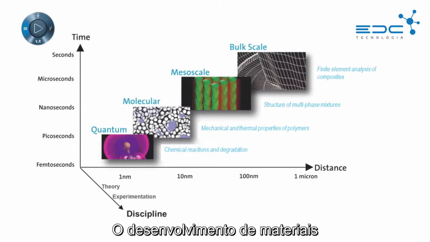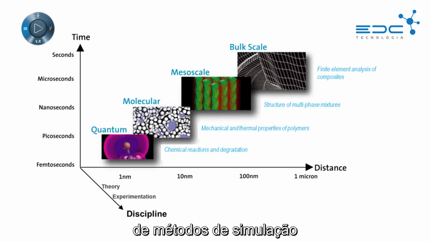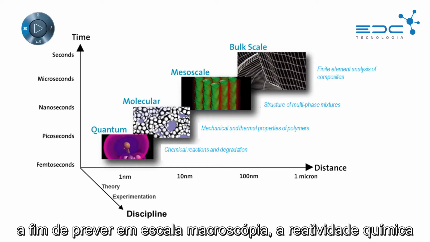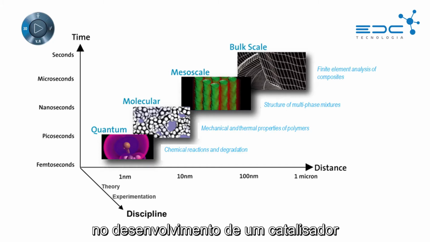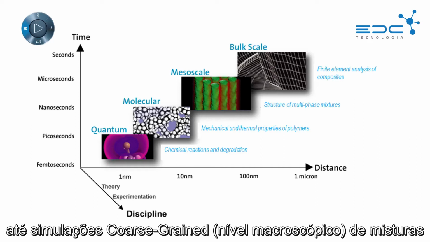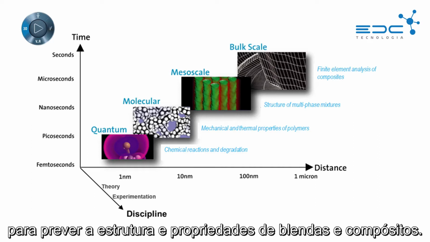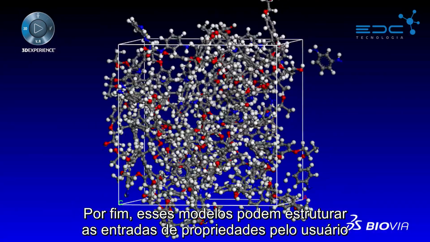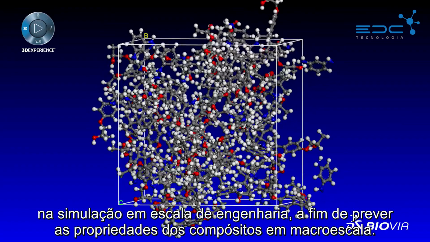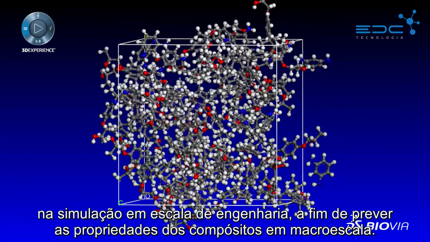Materials development is accelerated by the use of simulation methods at a range of length scales, from the atomistic and molecular scale in order to predict bulk chemical reactivity in the development of catalysts and material properties, to more coarse-grained simulation of mixtures to predict the structure and properties of blends and composites. Ultimately, these models can provide structure property input for engineering scale simulations in order to predict the bulk properties of composites.